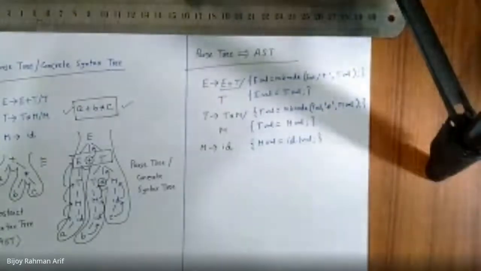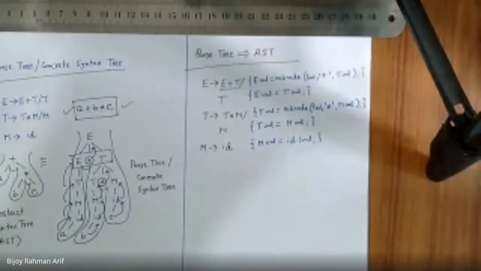Okay. Any idea? Any question? Sir, in the mknode function, what will the middle parameter be?